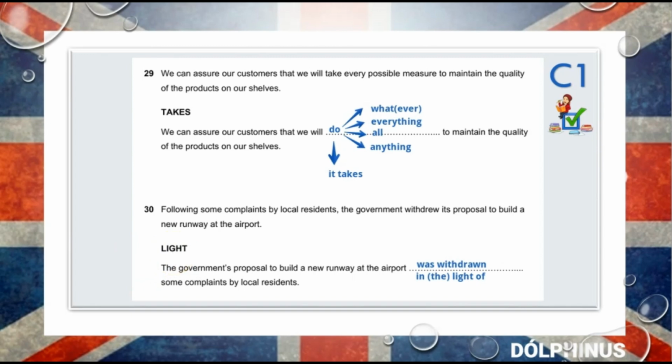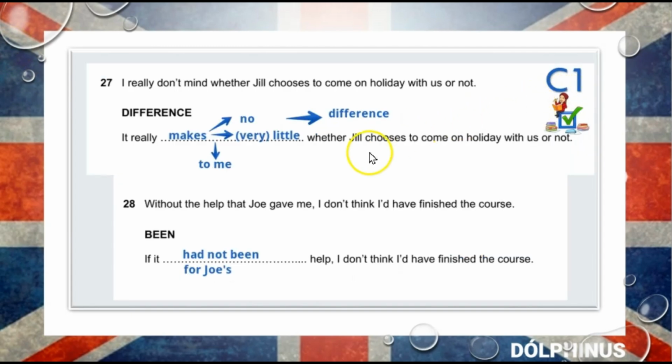This idea can also be explained with the conditionals. In this C1 conditional, they are using the third, had been, would have finished. They are using the typical conditional structure that appears in B2, first, second, or third. Why? Because there is another change. Without Joe's help. If it had not been for Joe's help, for Joe's.